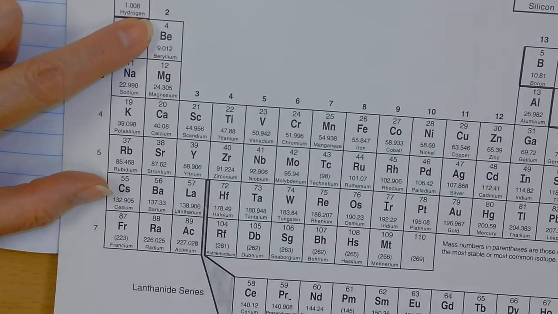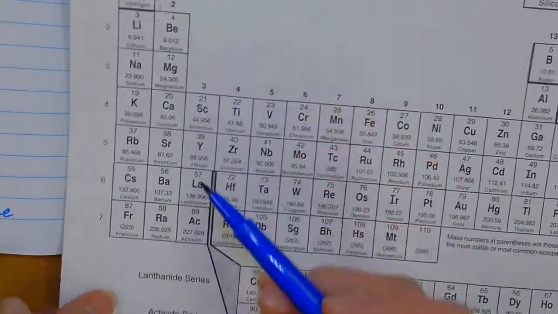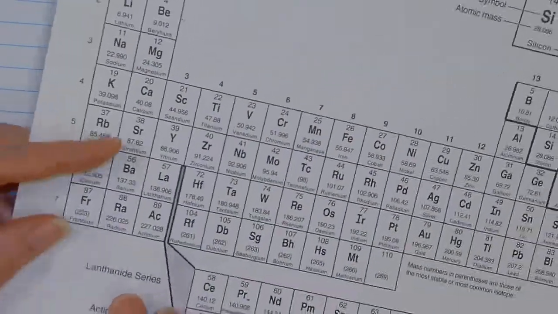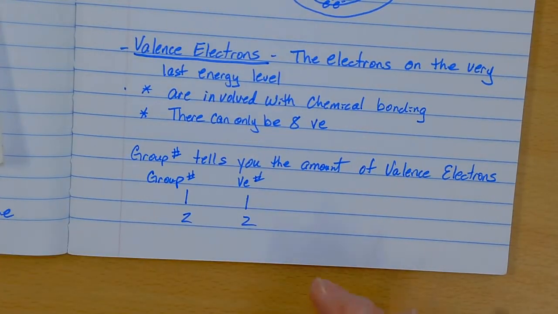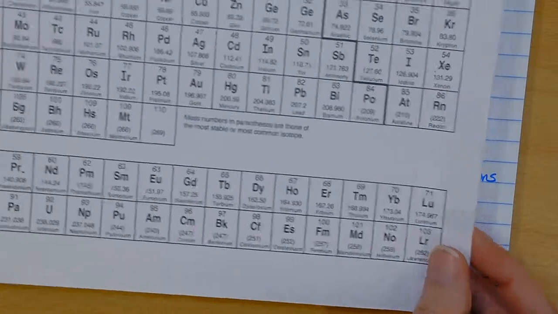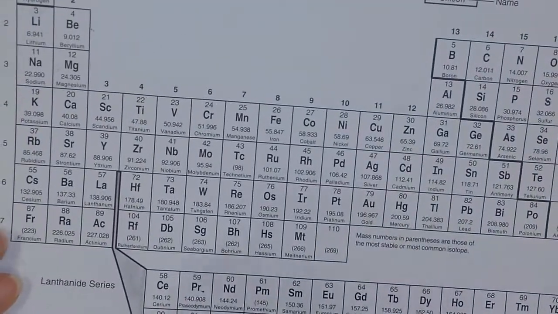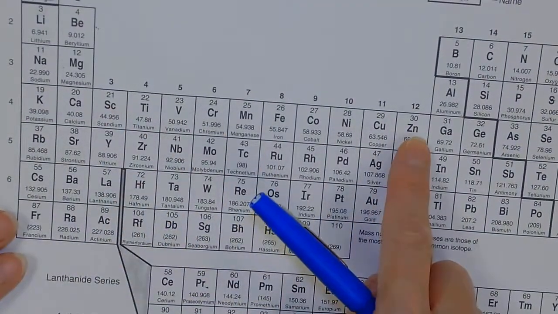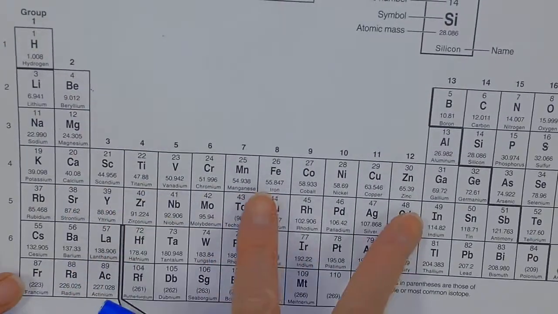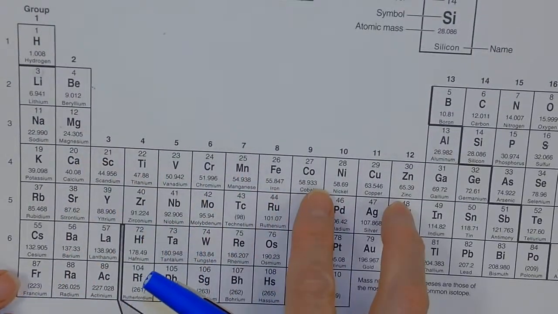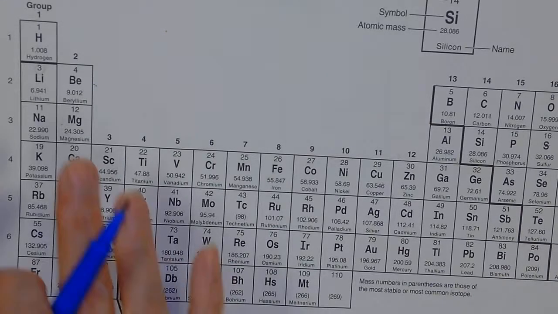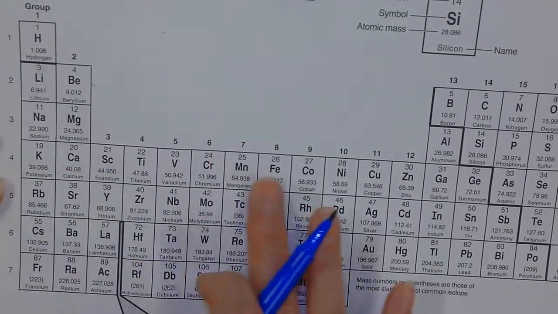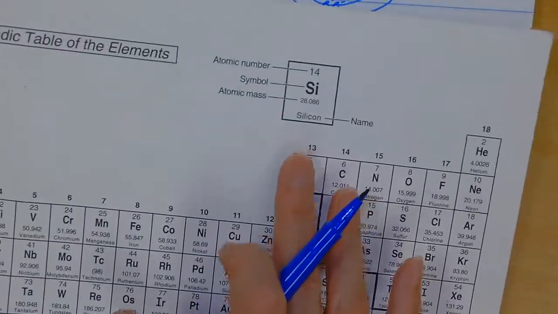Group 2, from beryllium down to radium, they have 2. So group 2 has 2 valence electrons. You're going to skip the transition metals, so we're going to skip group 3 through 12. Most of them are 1 or 2, and then there's a few oddballs in there. So we're going to do group 1, group 2, skip these, and go to group 13.